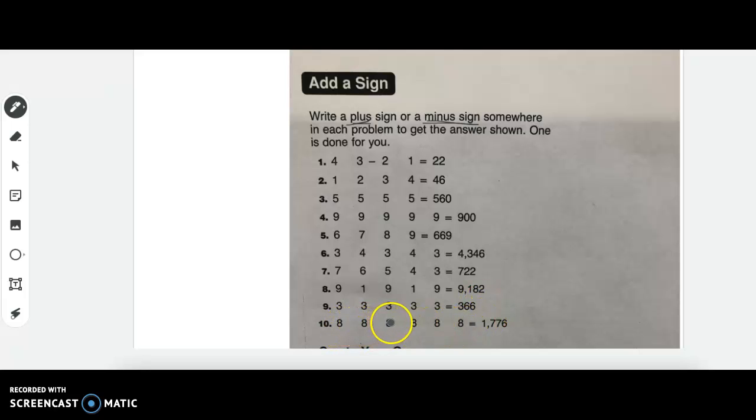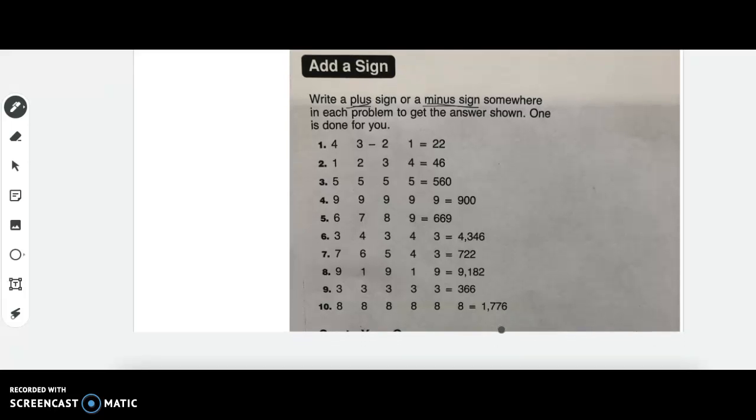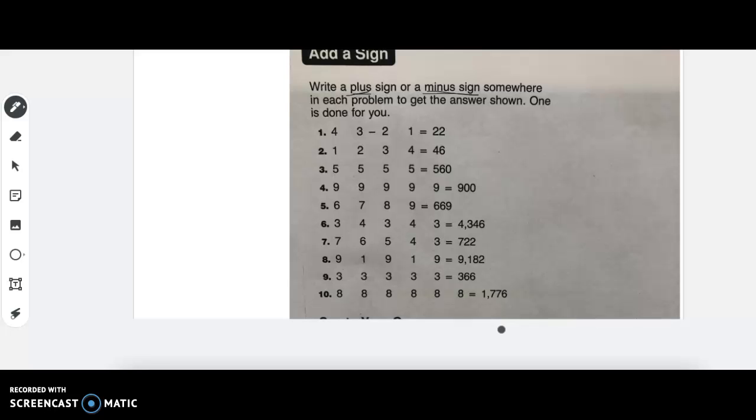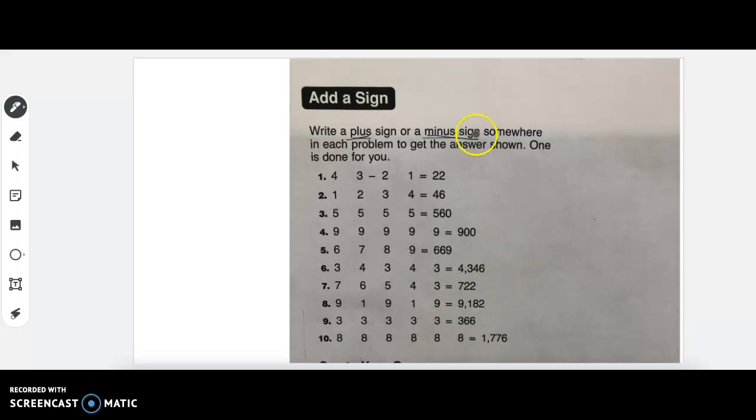Look at this one. 8, 8, 8, 8, 8, 8 is equal to 1,776. How are you going to get 1,776? I bet you can do it. Okay, so you're going to have to kind of play around.